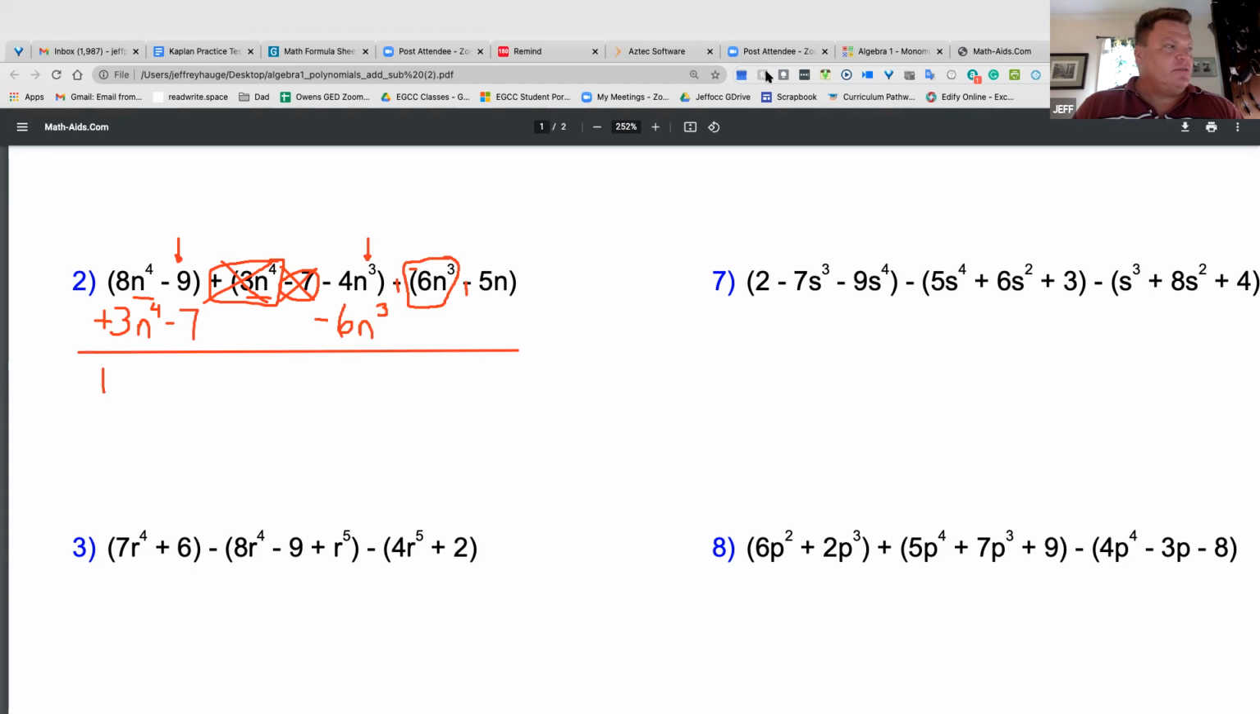8 plus 3 is 11. Negative 9 minus 7 is negative 16. Negative 4 minus 6 is negative 10. Again, we let the calculator do all the talking. Well, I should have crossed that out. Okay, and then this comes down plus 5n.